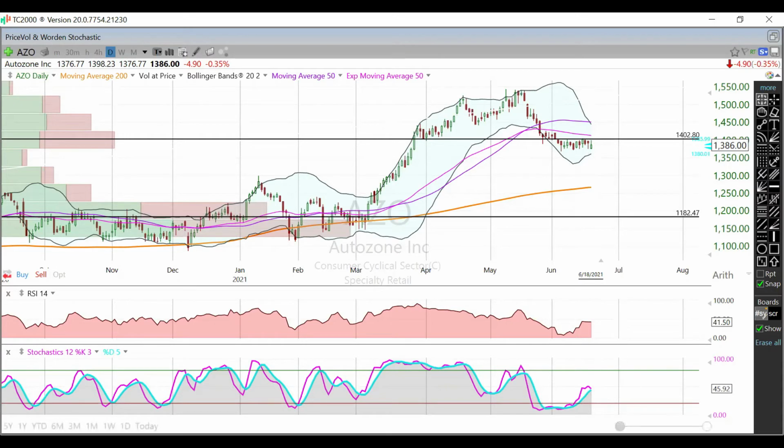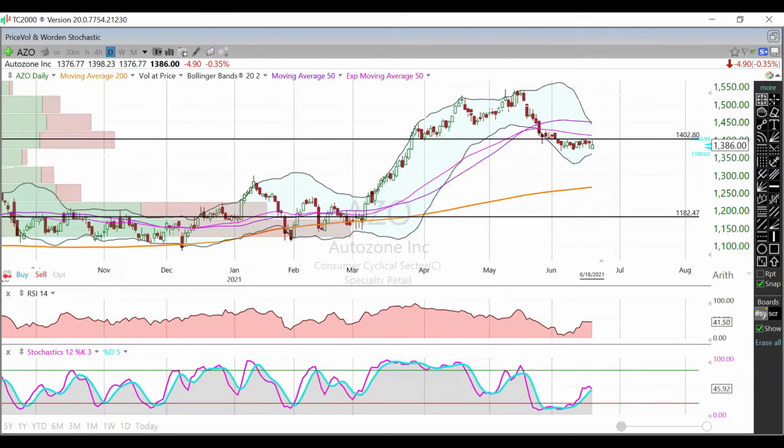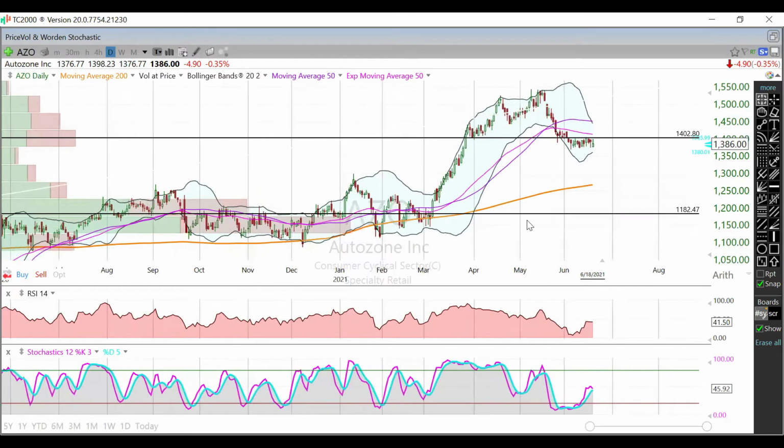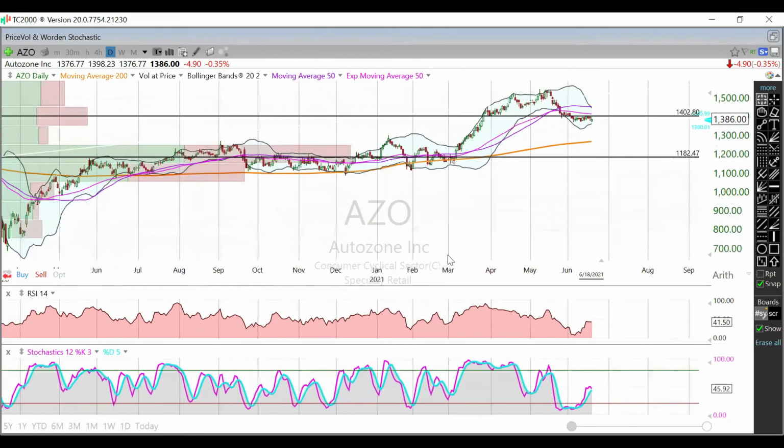Now, when we just look at plain old simple moving averages, we want to see tightening, we want to see separation, and we want to see crossovers. So three different things that we're looking at when we're watching this.